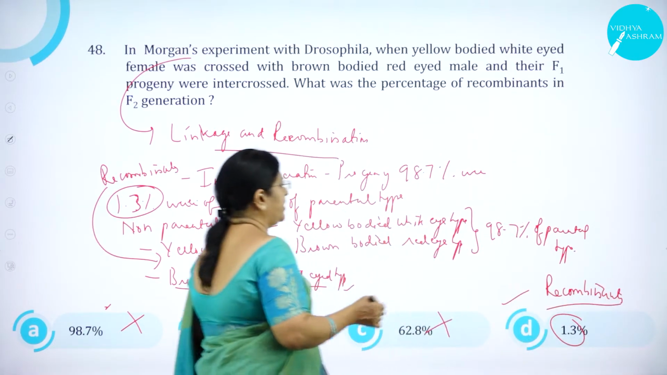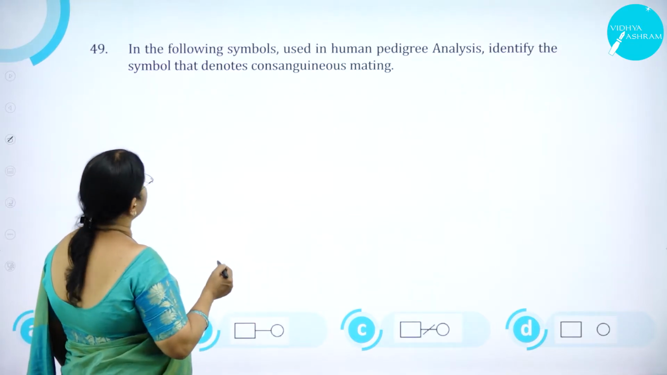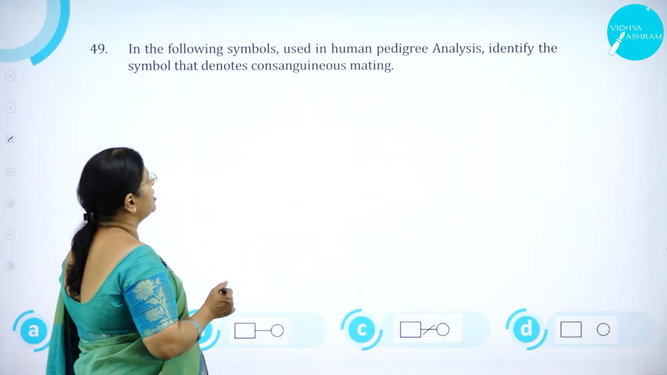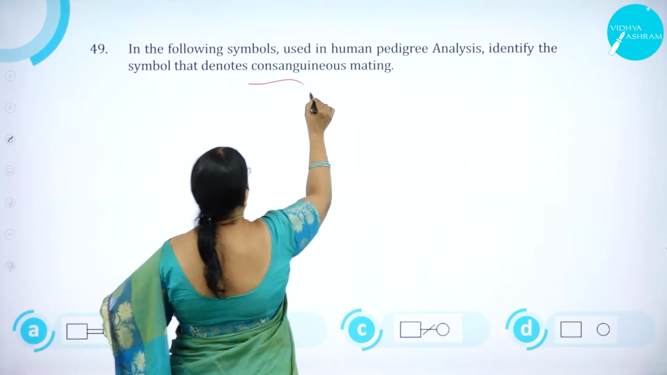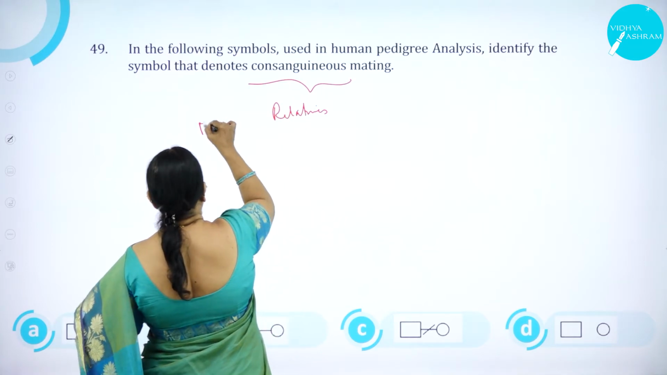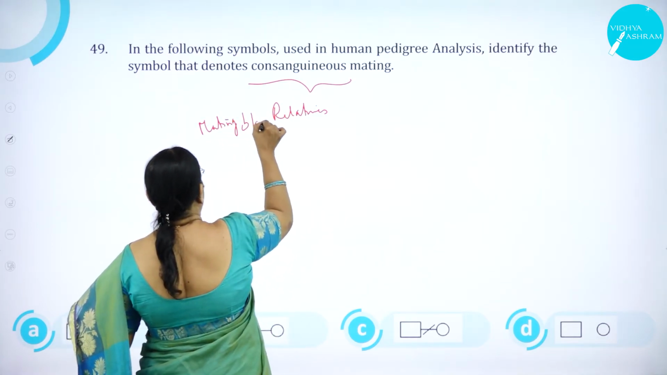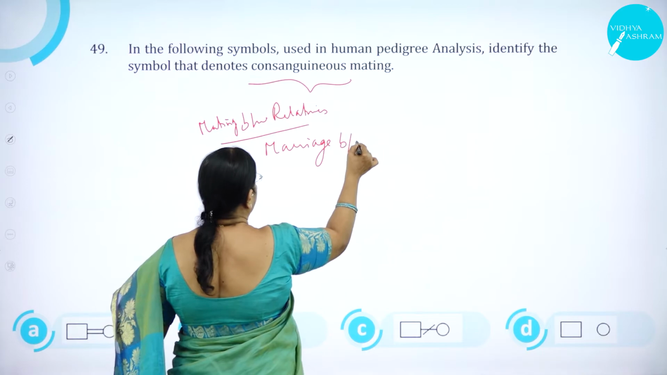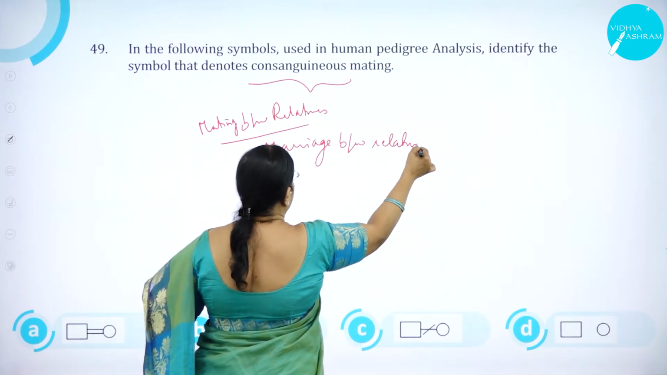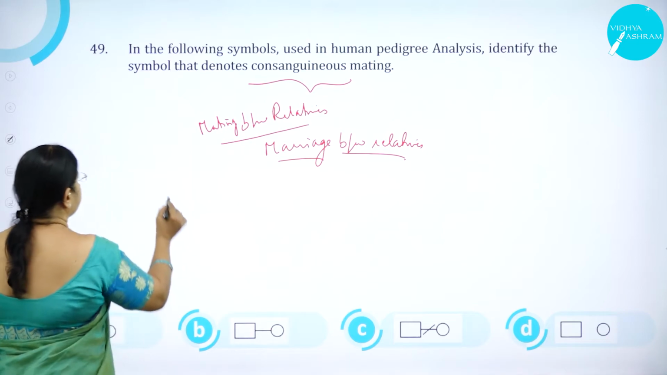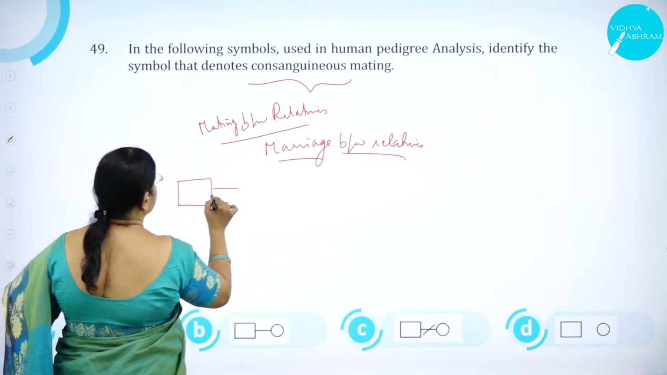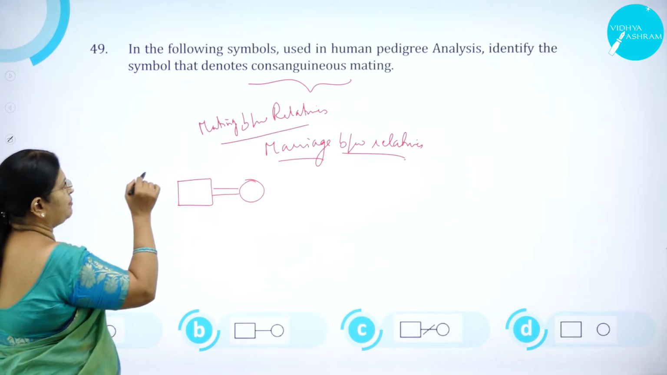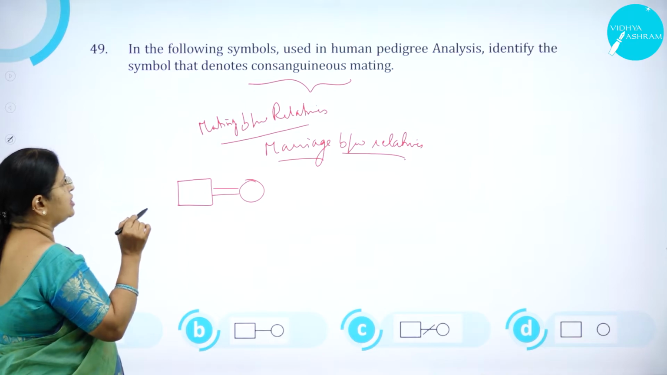Mixed types, right? Next, in the following symbols used in human pedigree analysis, identify the symbol that denotes consanguineous mating. Consanguineous mating is also called mating between relatives, or marriage between relatives, which is represented like this, right? So mating between relatives.